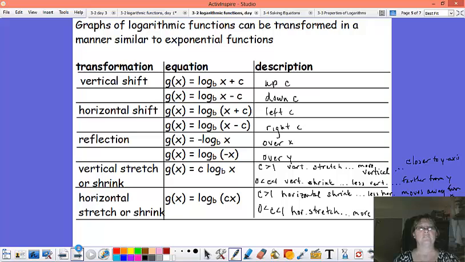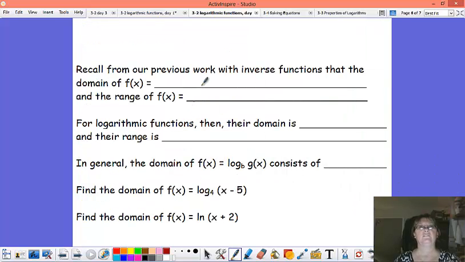We want to take just a moment to talk about the domain and range of logarithmic functions. You'll remember that when we worked with inverse functions before, things get switched, x with y. That means domains and ranges get switched as well. So the domain of the original function is equal to the range of its inverse, and the range of the original function is equal to the domain of the inverse.